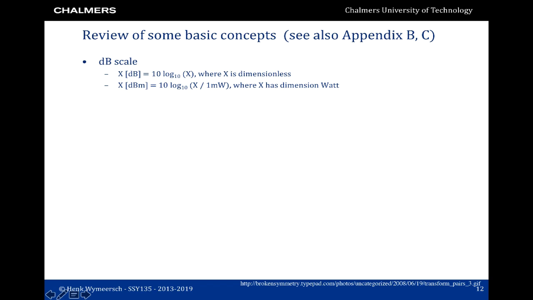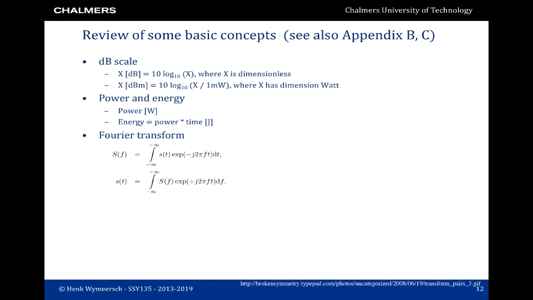We will also have a lot of notions in the dB domain, so we recall that a number x in dB domain is 10 log10 of that number, where x is typically dimensionless. When x has a unit, then we need to normalize with respect to some value. For instance, if x is in watt, then we can express x in dBm by taking 10 log10 of x divided by 1 milliwatt. We recall the relation between power and energy. Power is expressed in watt, while energy is power times time and is expressed in joule. So watts times seconds is joule.